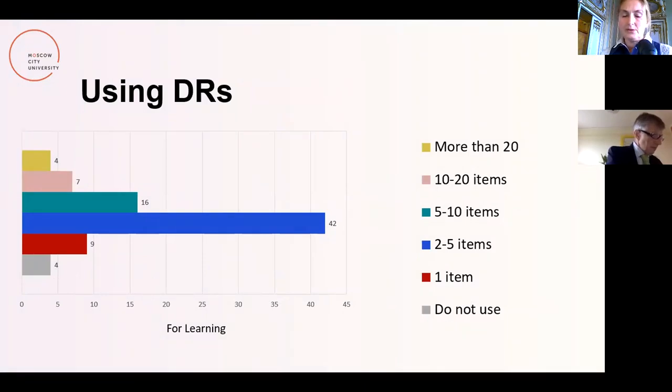Analysis of the survey results shows that the following number of students use a certain number of digital resources while learning Japanese. You can see that half of respondents use from 2 to 5 items while learning Japanese language, and 5% of students do not use any digital resources at all.